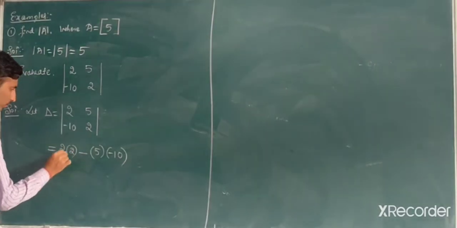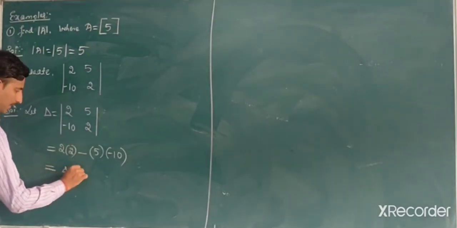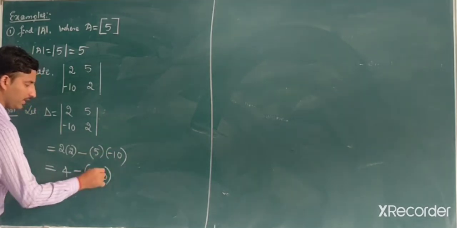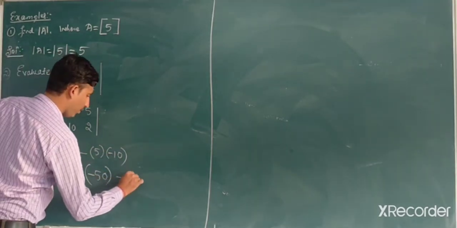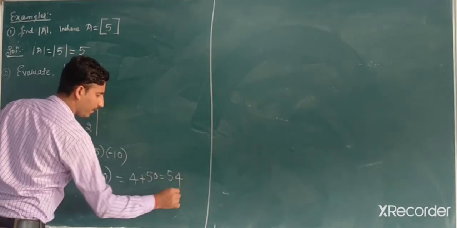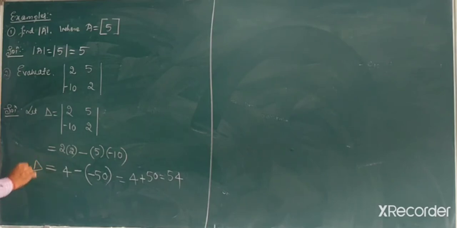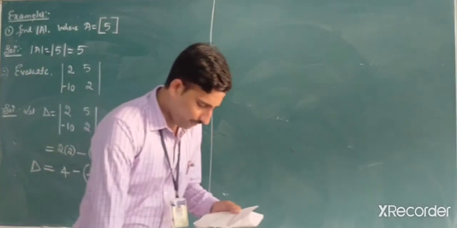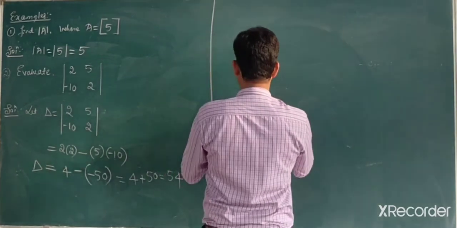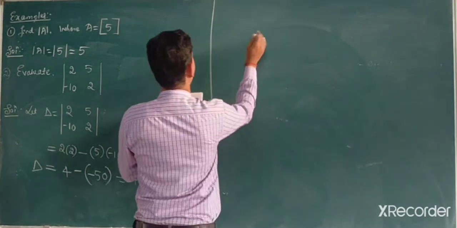Which is equal to 2 into 2, that is 4, minus minus 50, correct? 10 into 5 is 50, which is equal to 4 plus 50, which is nothing but 54. The delta value is 54. After that, there can be functions too, not only numbers; these elements may be functions.